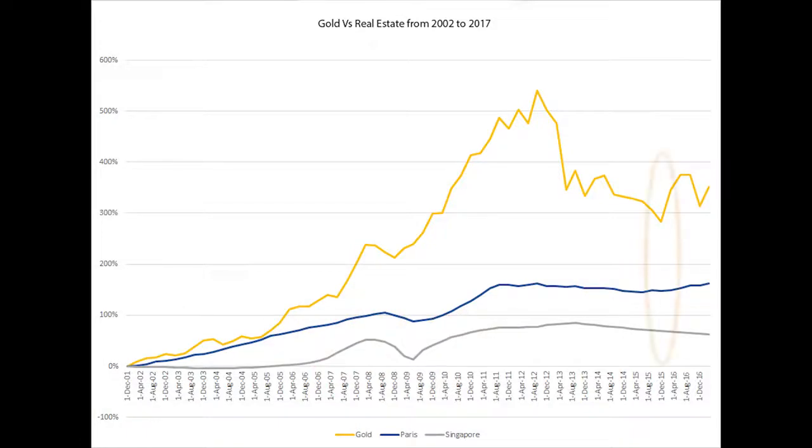During this period, we can see that the price of gold has risen by 300%, while the price of real estate has risen by only 150% in Paris and 65% in Singapore.